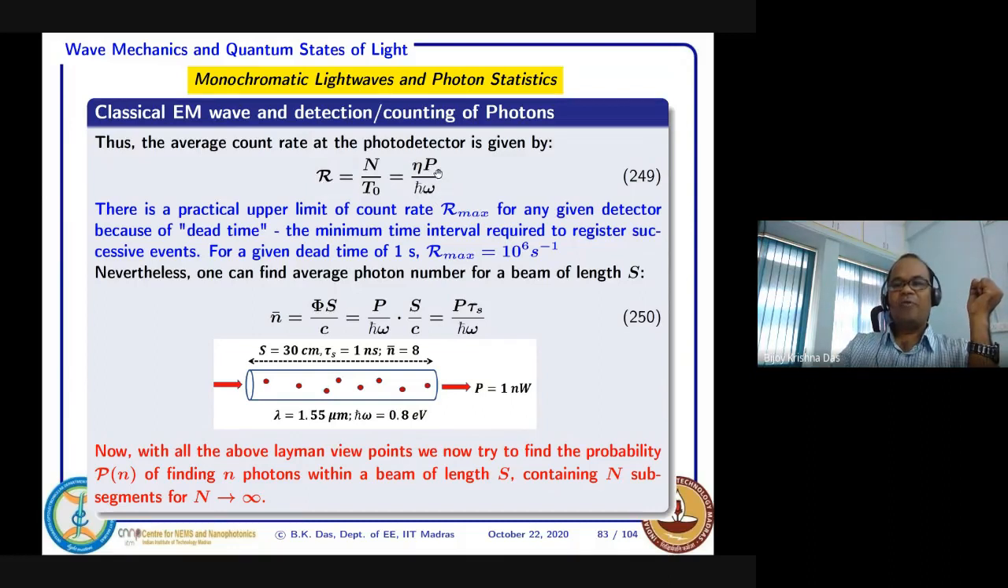So if I want to resolve them individually, that means my power has to be as small as possible. Because eta and h cut omega are given, and I cannot exceed 10 to the power 6. Even if I give more power, I will not be able to count because of the limitation of our detector. So P has to be as small as possible, so that you can individually count the photons. That is the problem.